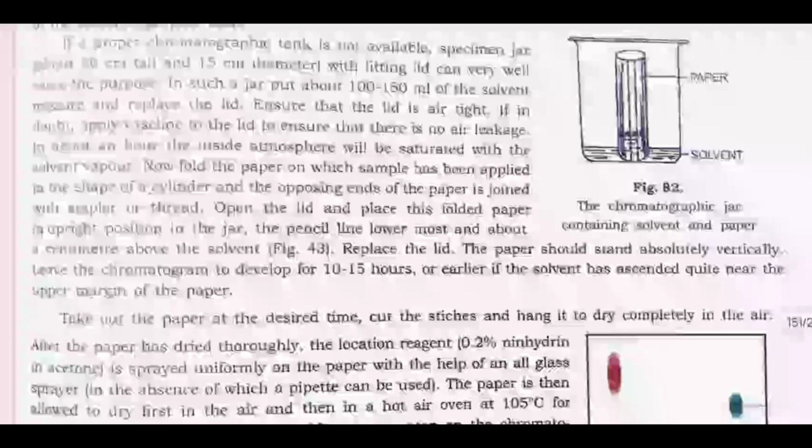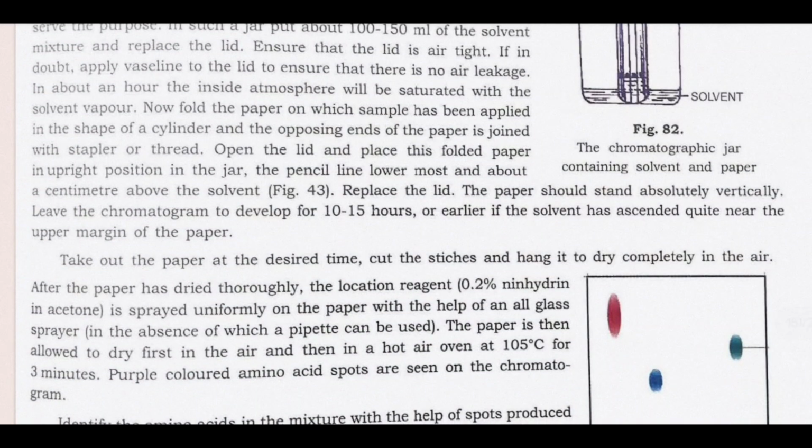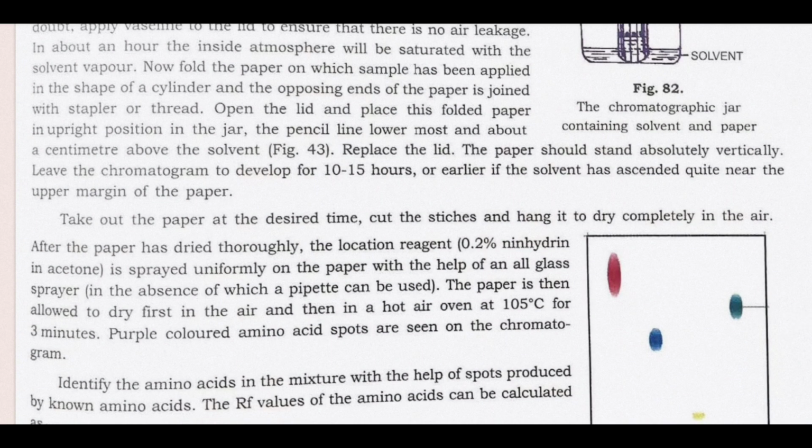Take out the paper at the desired time, cut the stitches and hang it to dry completely in the air. After the paper has dried thoroughly, the location reagent, 0.2% ninhydrin in acetone, is sprayed uniformly on the paper with the help of an all glass sprayer, in the absence of which a pipette can be used. The paper is then allowed to dry first in the air and then in a hot air oven at 105 degrees Celsius for 3 minutes.